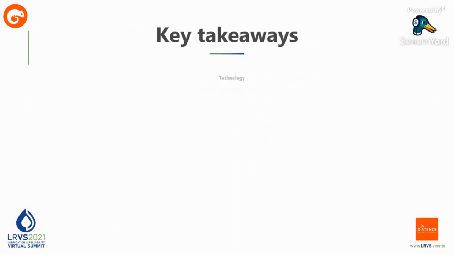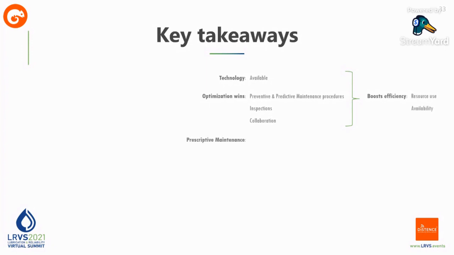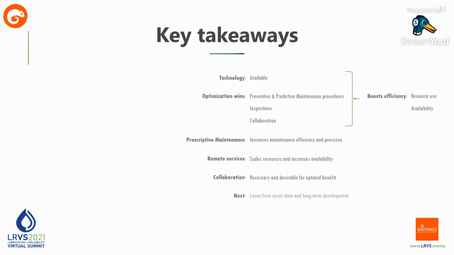Some key takeaways today. Technology to minimize time and resource waste, to decrease operation and maintenance costs, reduce stress, and to mitigate your environmental impact is available. There are short-term wins by optimizing the process of preventive and predictive maintenance procedures, on-site and off-site inspections, and in optimizing collaboration with service providers. This will boost the efficiency of resource use and delivers an increase in availability.